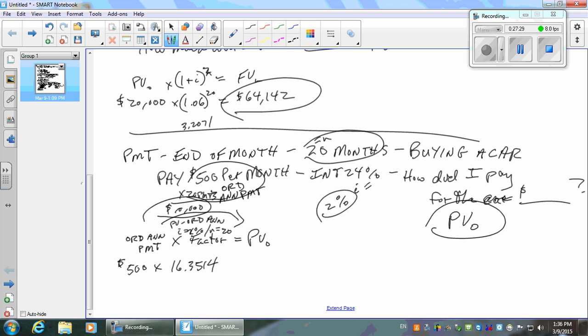So how much did you pay for this car? What's 500 times 16.3514? Okay, something like that. So how much interest are you giving them? If you give them $10,000 and the car is only $8,175, it's almost $2,000. Everybody see it? Yeah, in 20 months. So out of your payment, about $100 of your payment is interest. So the interest would be the total of the payments, 10,000, less the present value.